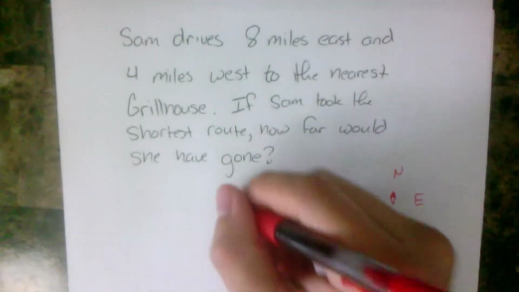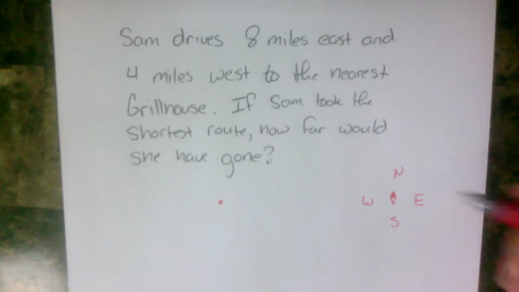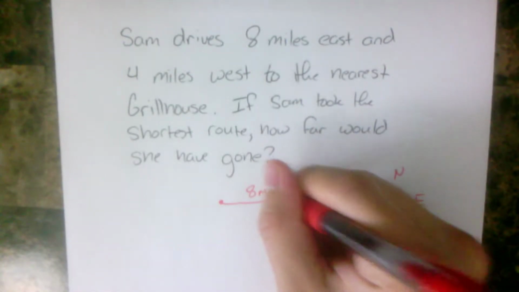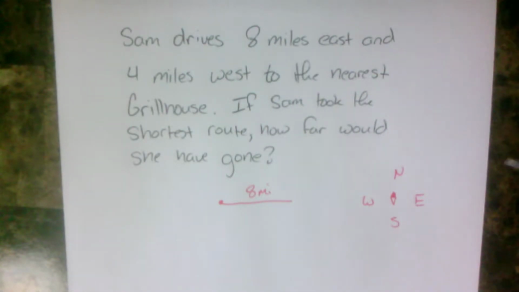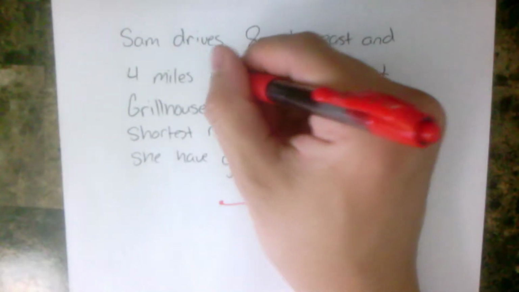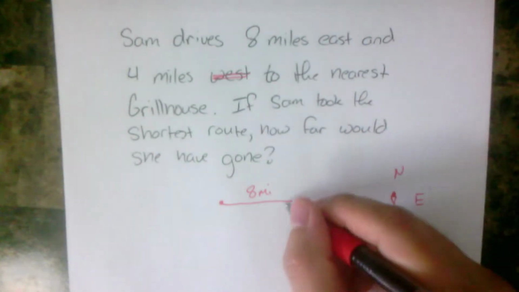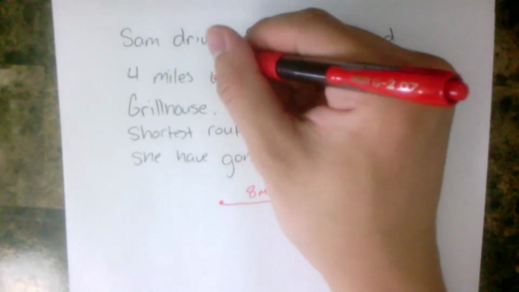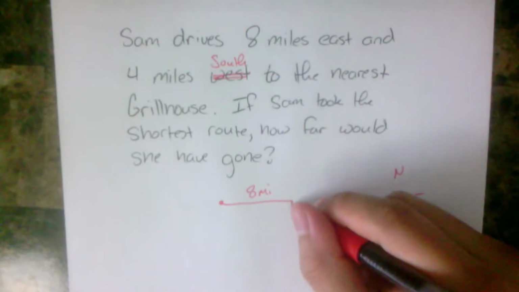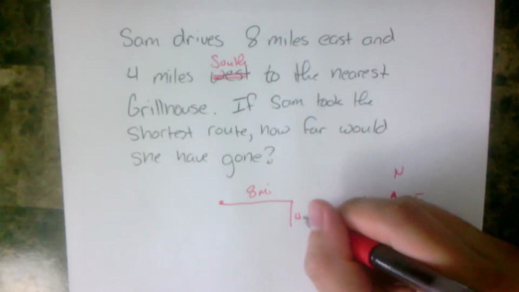So 8 miles east, so start from a starting dot. Go east 8 miles. You can estimate, I just put a random distance. And then, don't do west, sorry. That doesn't create a triangle, that just makes you go back, so it doesn't make any sense. South. South means down, so we'll go down 4 miles.